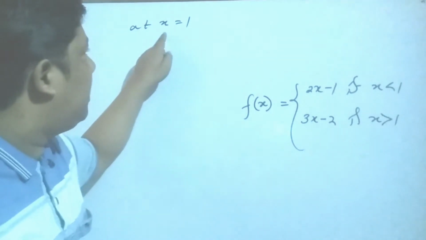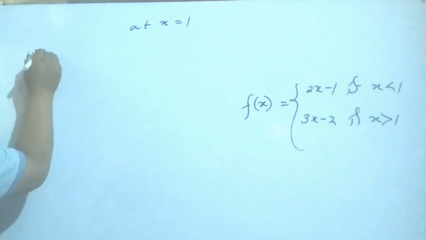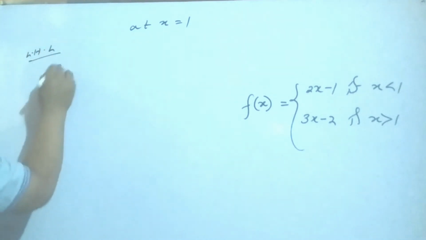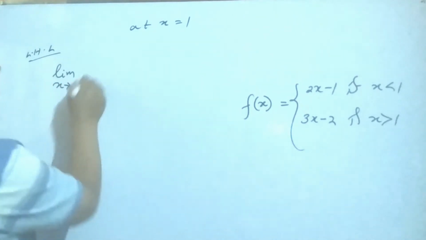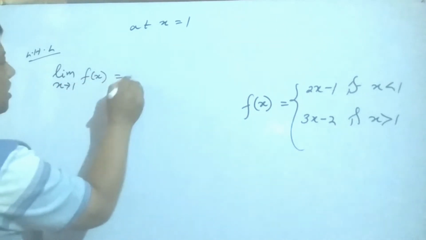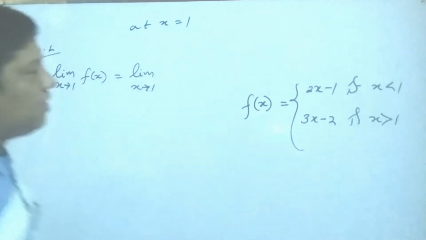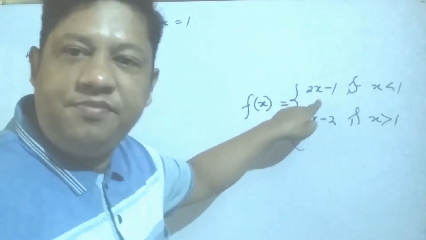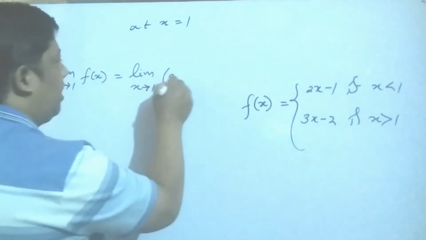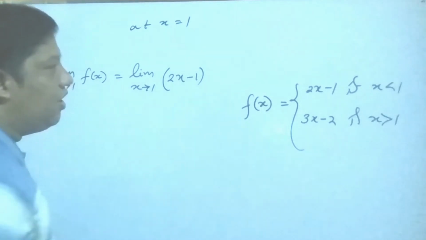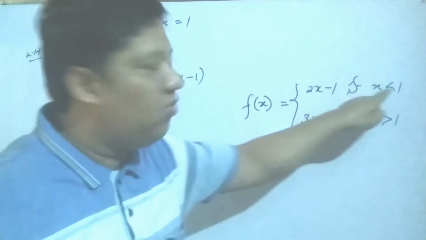Since you have to find the limit at x equal to 1, the left hand limit is limit x tends to 1 of f of x. Instead of f of x, you have to write these functions: 2x minus 1, because x is less than 1.